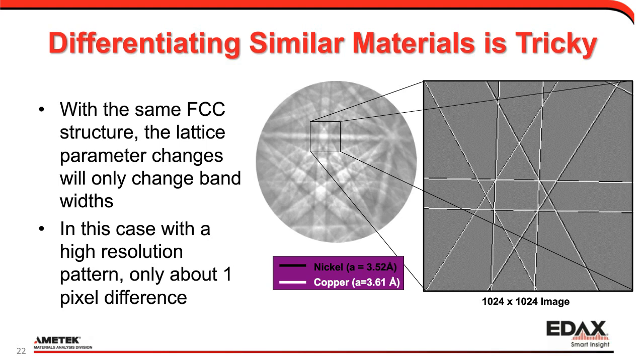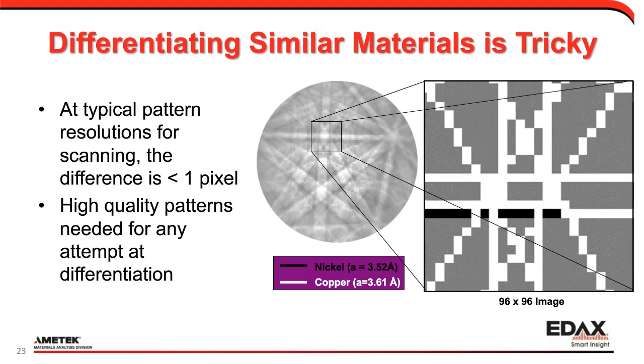So what that means is the bandwidth and the EBSD patterns are a little different. But the difference here is so small, at the full resolution of our highest resolution camera, it's only about 1 pixel. So it's pretty difficult to differentiate those consistently. And then if we think about going to lower pixel resolutions for faster mapping, the difference is even less than 1 pixel. So even in the best case, we need really high quality patterns to try to differentiate it just by the pattern, which is pretty difficult to do.